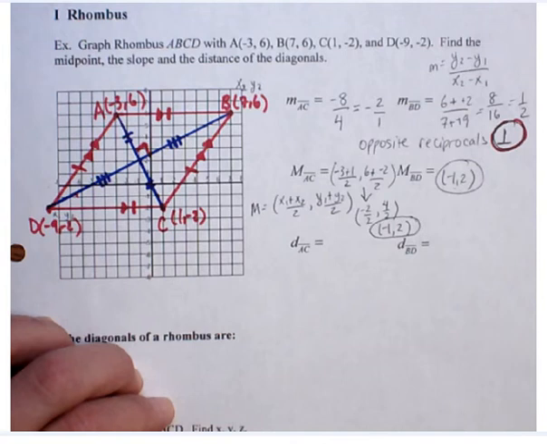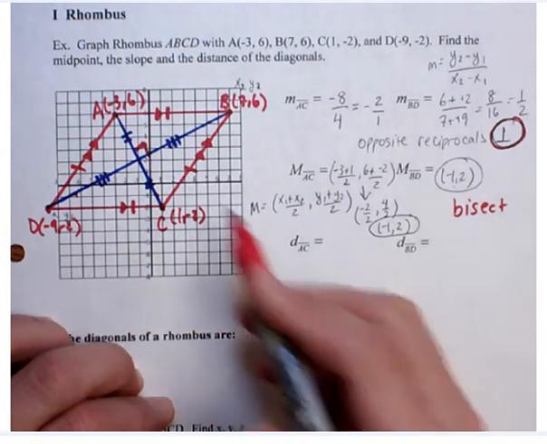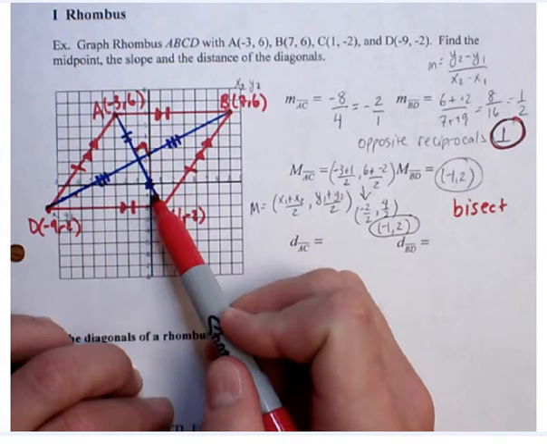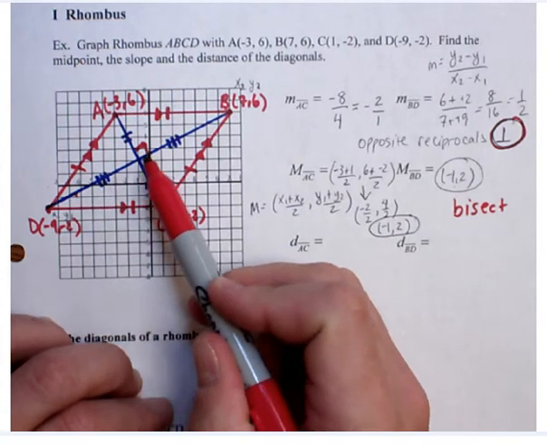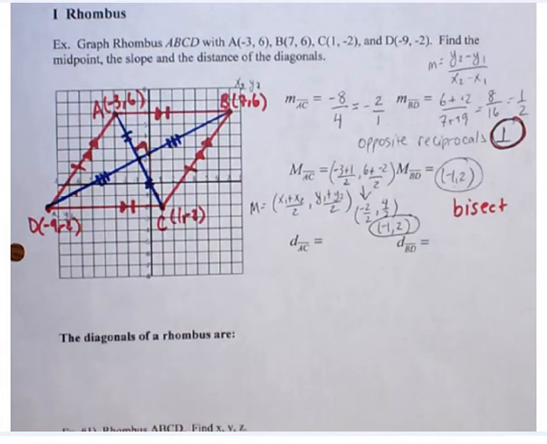What that tells you is the diagonals bisect. Now we labeled that here, that these pieces here have to be congruent, and that means that the point in the middle is a midpoint, but we're just showing this process.